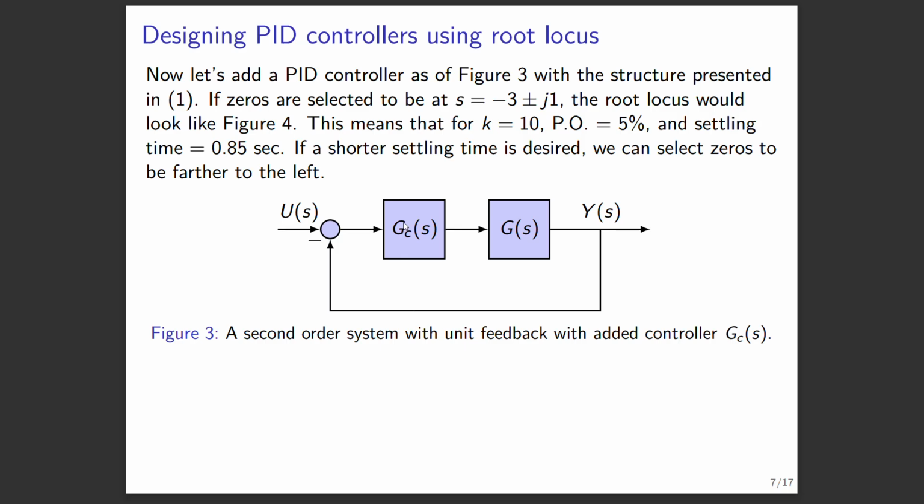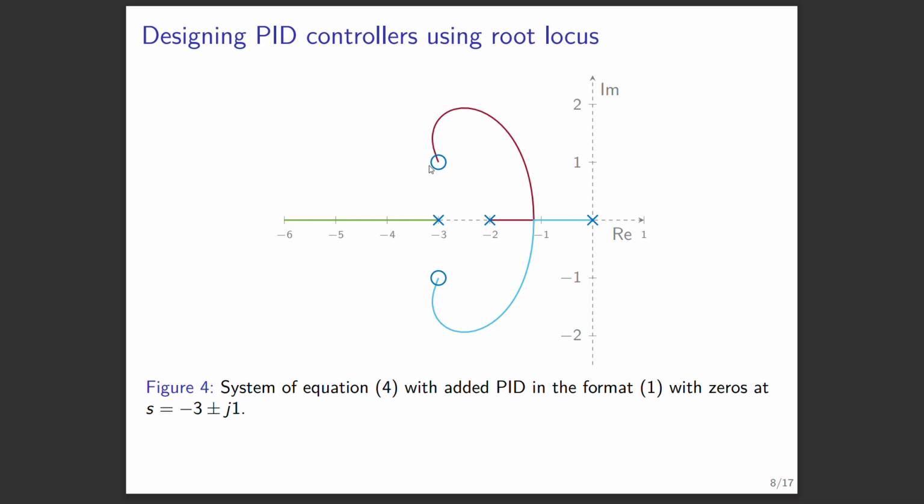So I want to place a PID controller here that has two zeros that I want to design, and a pole at the origin. If I place the zeros at -3 plus minus j1, then the root locus would look like figure 4. So I had these two poles. Now I have an additional system being added. I know the pole of that additional system is at the origin. I place the zeros here. Now I want to see how this is going to change the performance of my system.